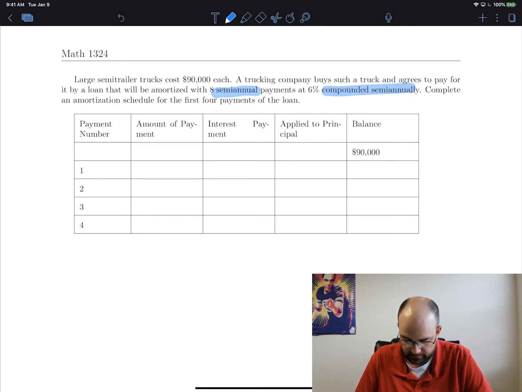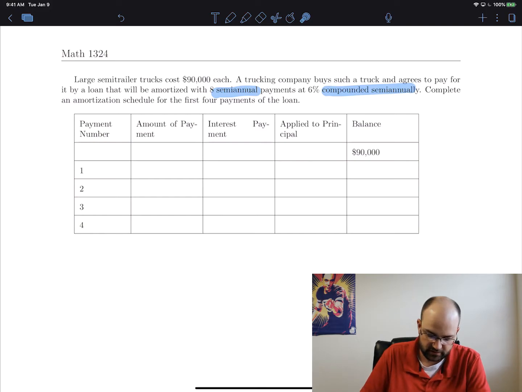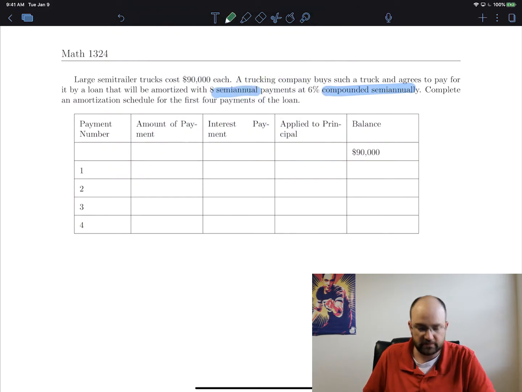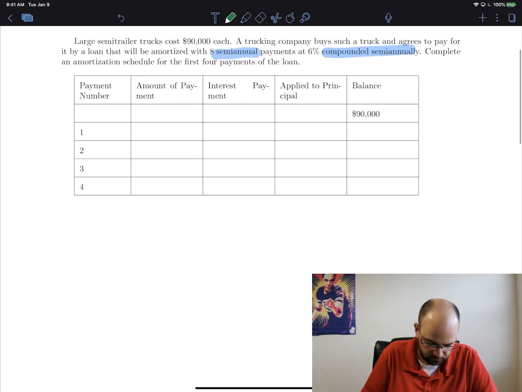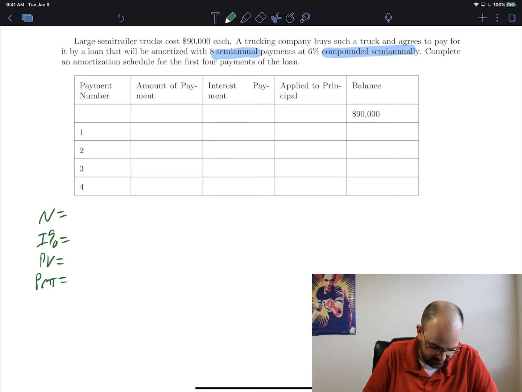So a trucking company buys a truck for that amount. Now, here's the thing. Every payment is what we need to figure out. How much do we need to pay per payment? So I want to figure this out using the TVM solver. So N, I%, PV, PMT, FV, P/Y, C/Y, end.